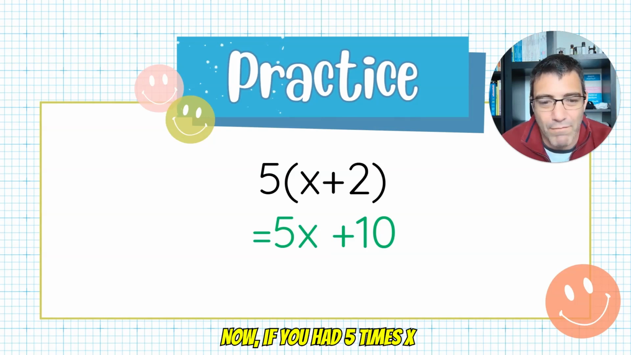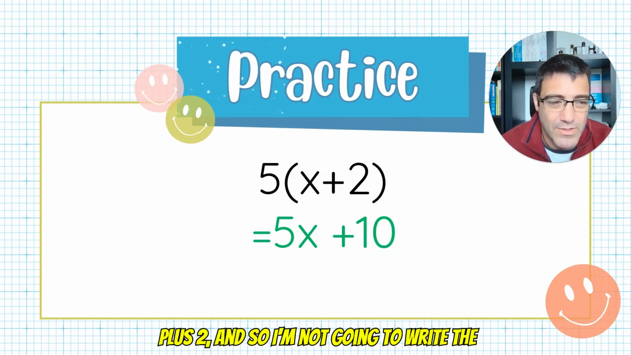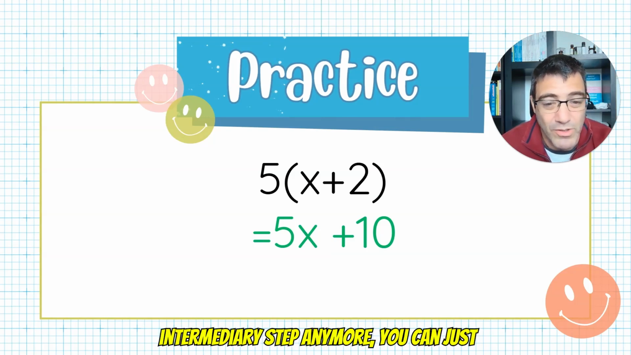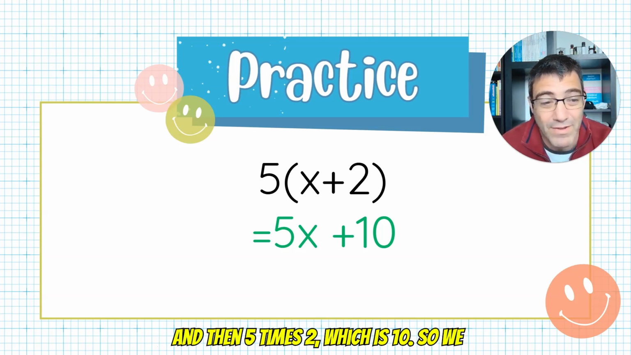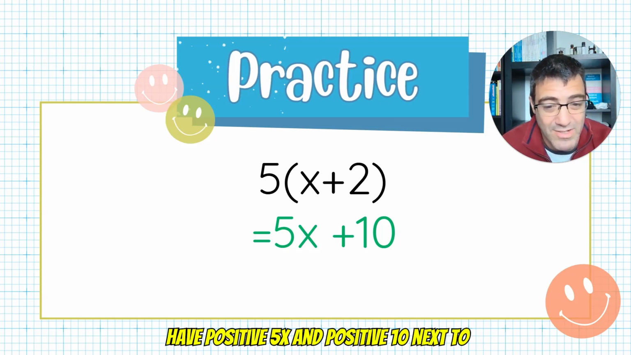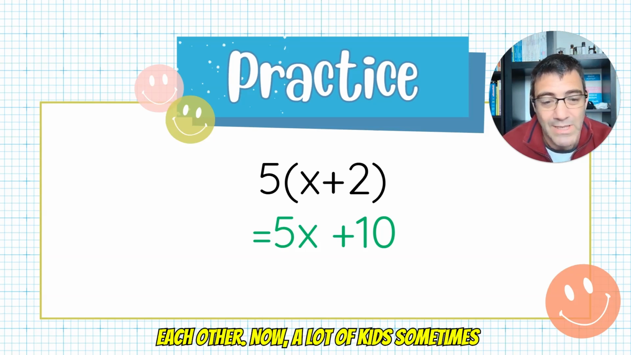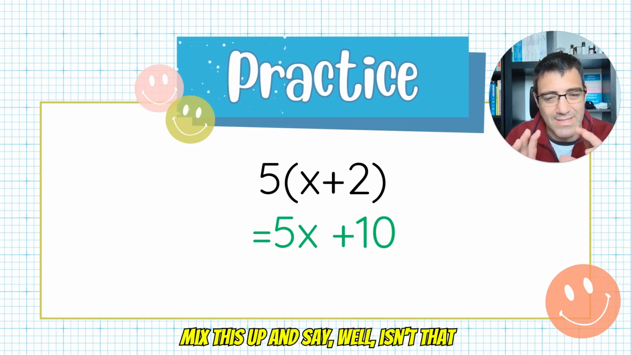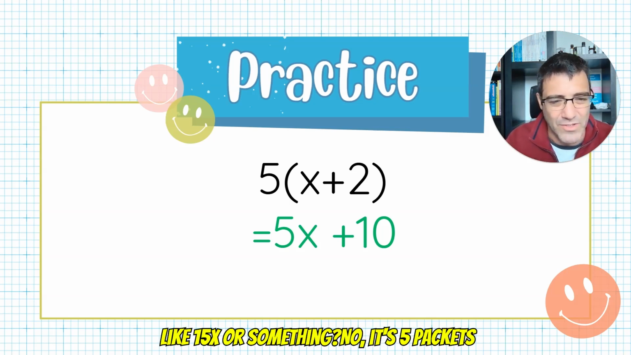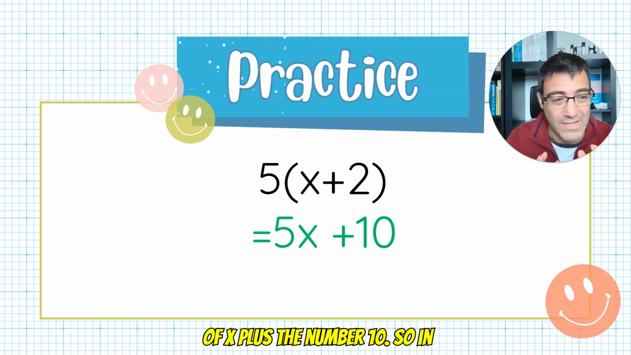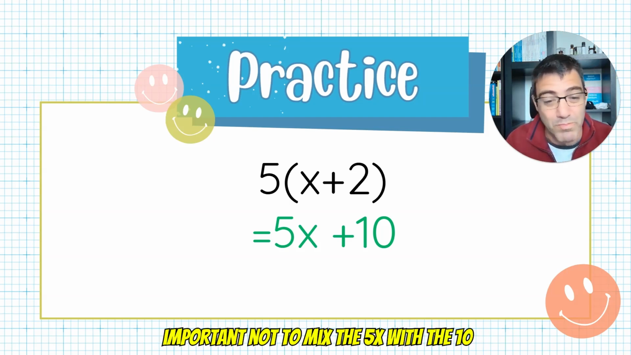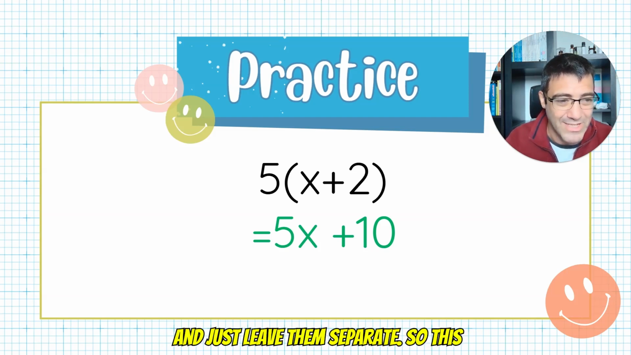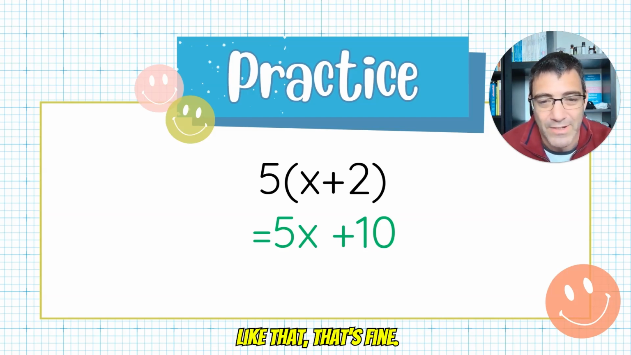Now, if you had 5 times x plus 2, I'm not going to write the intermediary step anymore. You can just say that that's 5 times x, which is 5x, and then 5 times 2, which is 10. So we have positive 5x and positive 10 next to each other. Now, a lot of kids sometimes mix this up and say, isn't that like 15x or something? No, it's 5 packets of x plus the number 10. So in mathematics, we have packets, and it's important not to mix the 5x with the 10 and just leave them separate. So this answer is very good, and just leave it like that. That's fine.